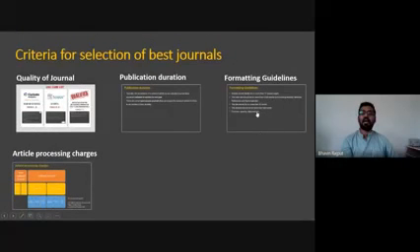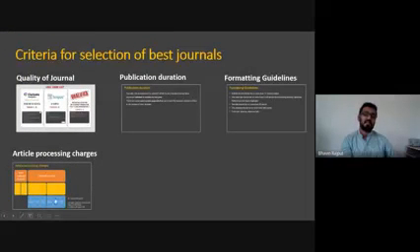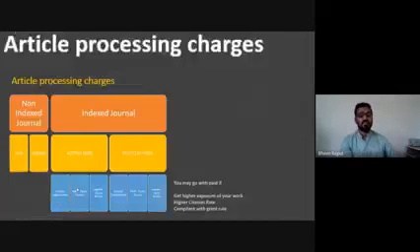Then the formatting guidelines. Obviously, you have to follow the guidelines given by the particular journal or editorial board related to the size and spacing, then alignment and the abstract format of the extract, and the maximum words that you need to refer to before publishing or before selecting any journal. Then the next is article processing charges.